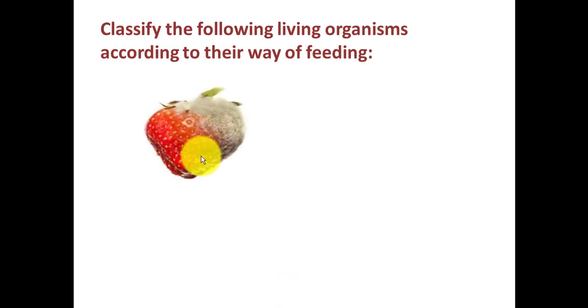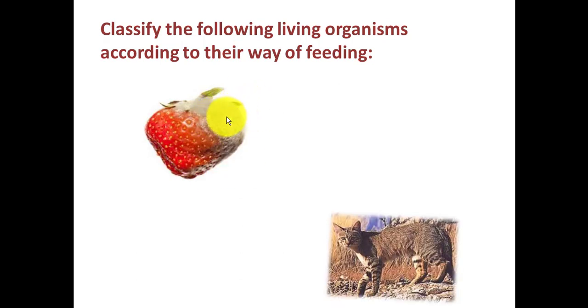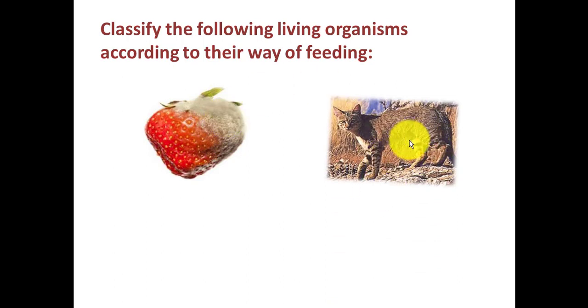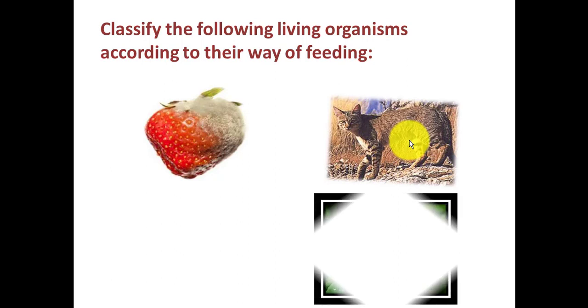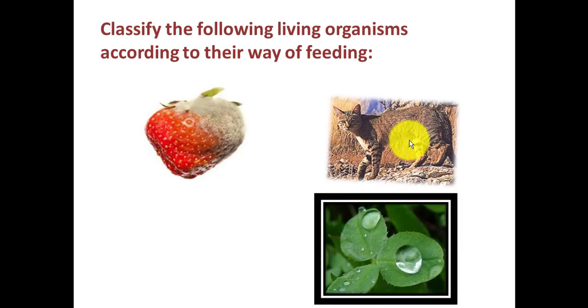Okay, assessment. Please pay attention with me. Can you classify the following living organisms according to their way of feeding? This organism on the strawberry, called, excellent, decomposers. Number 2, this wild cat will be producer or consumer or decomposer? Excellent, it's a consumer. Green plants, of course, producer.